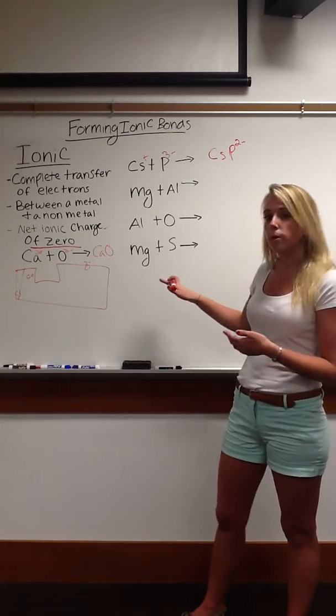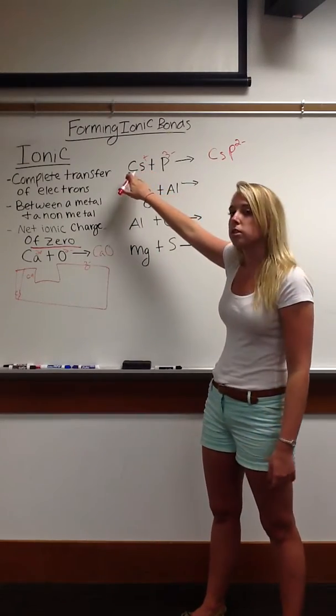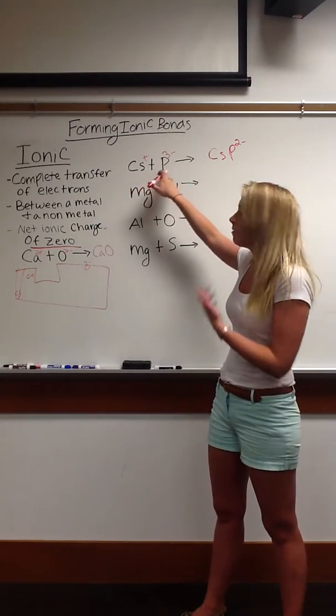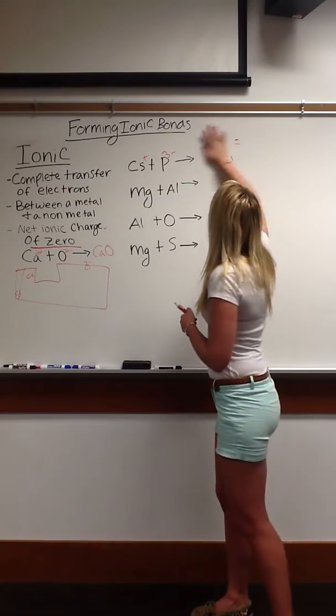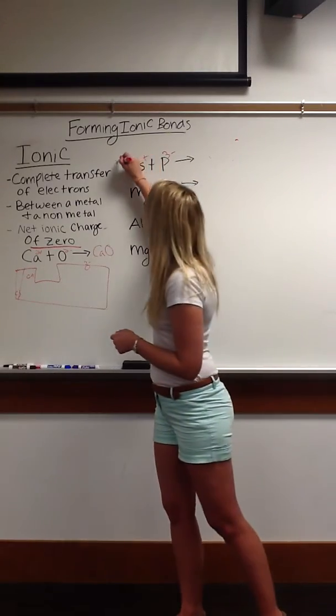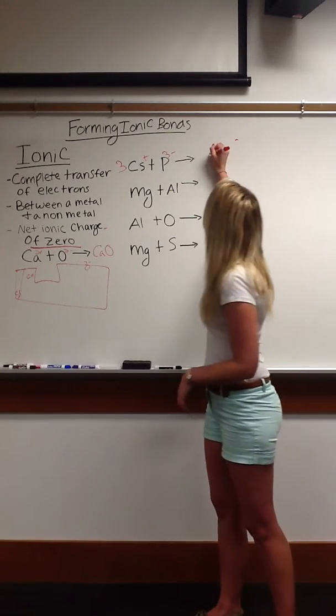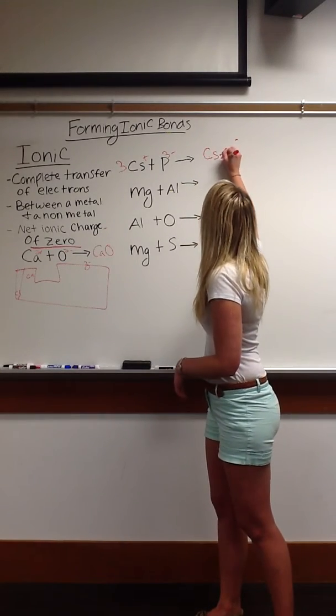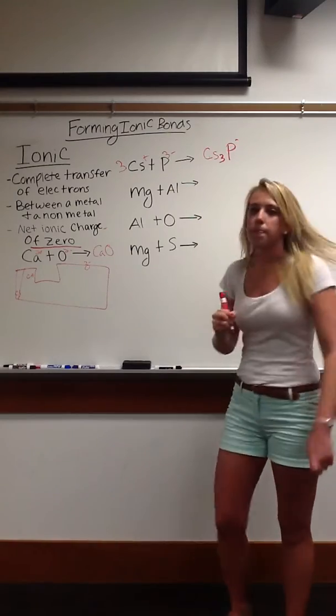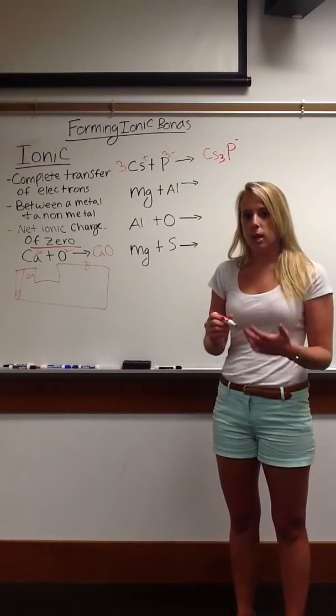And in order to do that, we need 3 extra cesiums compared to phosphorus. So what we'll actually have is 3 cesium and 1 phosphorus. So Cs3P. And it's written as a subscript.